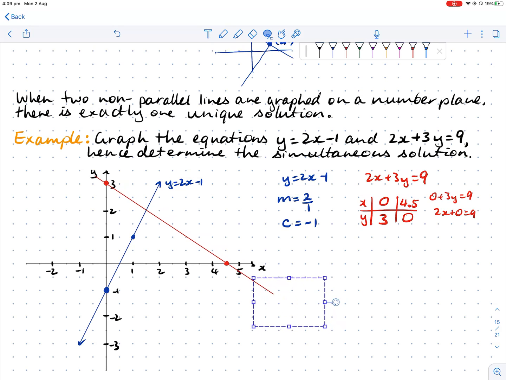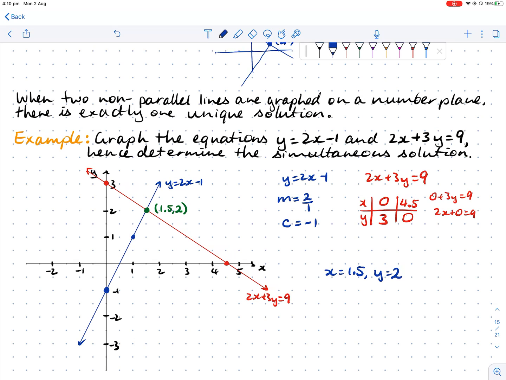I'm just going to shift my line up a little bit. There we go. And then we're looking for where the 2 lines intersect. So let me just label this line 2x plus 3y equals 9. Then you can see clearly there's our point of intersection, and the coordinate there is (1.5, 2). So then the simultaneous solution is going to be x equals 1.5 and y equals 2.